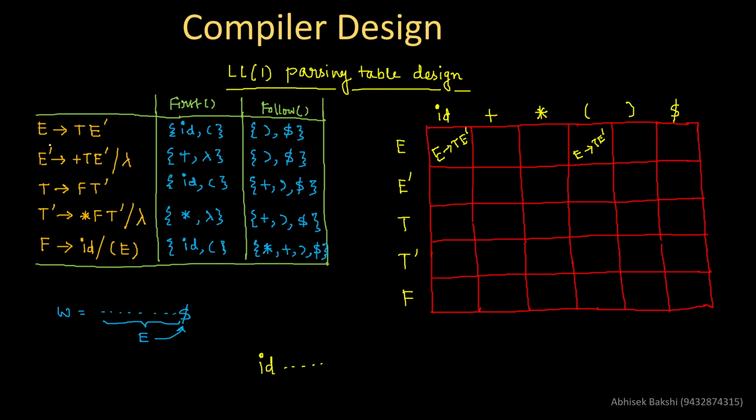Similarly, E dash to plus TE dash. That means where will I put this? Obviously, this production rule can be used only when you have a plus as the first character. That means in case of plus, I can put under the E dash row, under the plus column, E dash to plus TE dash, this particular production rule.